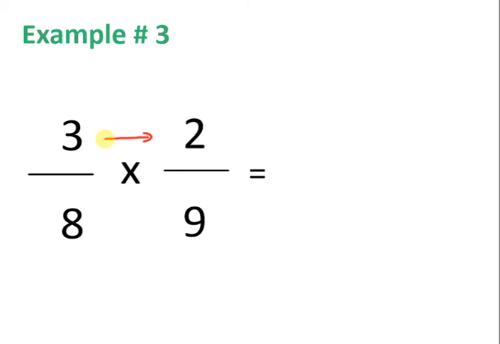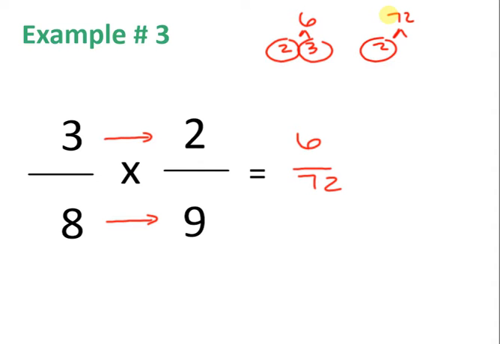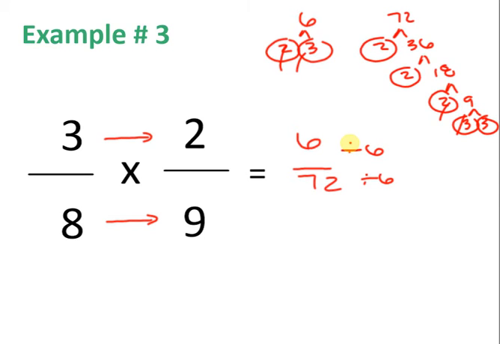So let's multiply straight across. So 3 times 2 is 6. 8 times 9 is 72. Let's do a factor tree real quick. 6 is 2 and 3. 72 is going to be 2 and 36. It's going to be 2 and 18. It's going to be 2 and 9, which is going to be 3 and 3. So it looks like I have a 2 and a 3 that match. So my GCF is going to be 6. So that's going to be 1 over, I think that's 12. Okay.